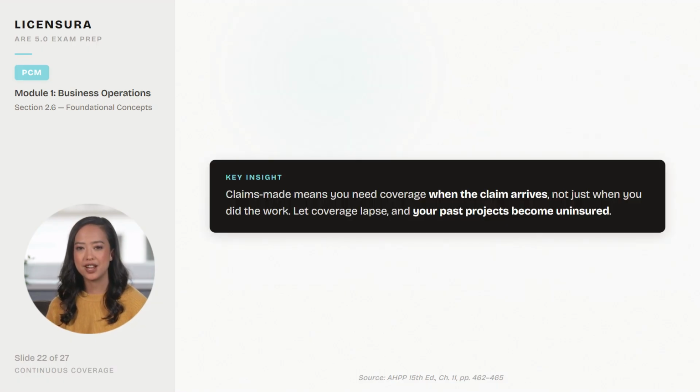The main point here is straightforward. With claims-made policies, you need coverage when the claim arrives, not just when you did the work. If you let your coverage lapse at any point, every project you've ever worked on becomes uninsured overnight. That's why continuous coverage is so critical. Any gap can be devastating. That retroactive date we just mentioned, it's actually one of the trickiest parts of professional insurance. Let's look at how it can create gaps in your coverage without you even realizing it.